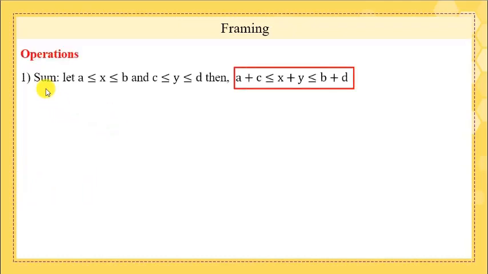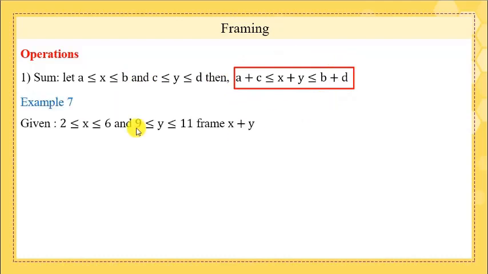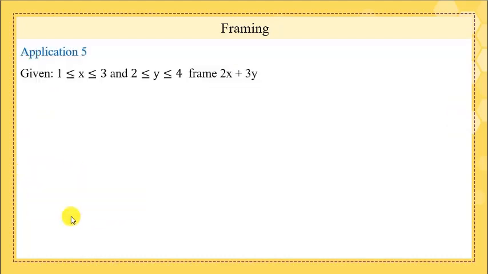Operations. The first one is the sum. We have two numbers, and if you want to find x plus y between which two numbers, we add a to c, the lower bounds, and b to d, the upper bounds, like this. Example, we have x and y here. Frame x plus y. To find x plus y, we add 2 plus 9 and 6 plus 11 in this way. Application 5. Try by yourself and stop the video.